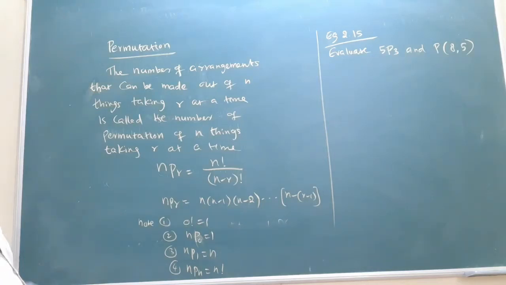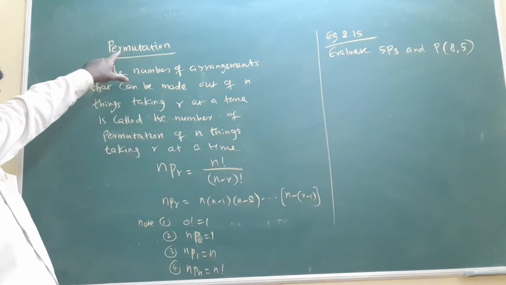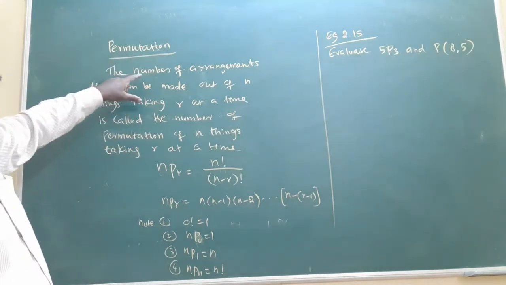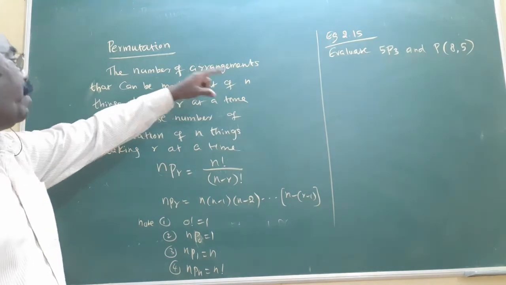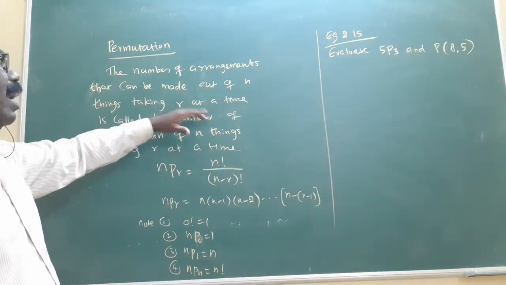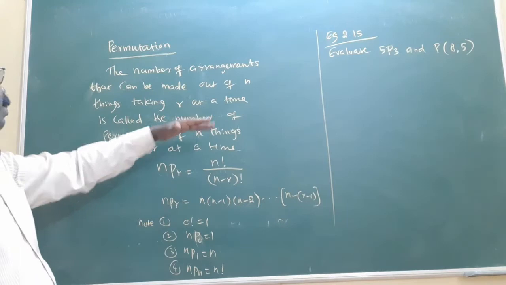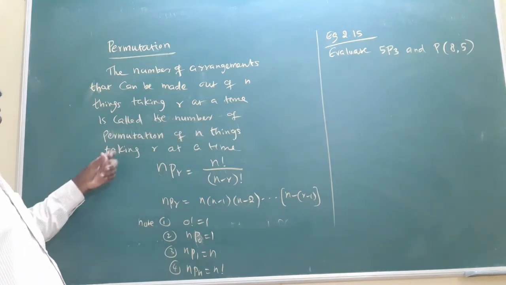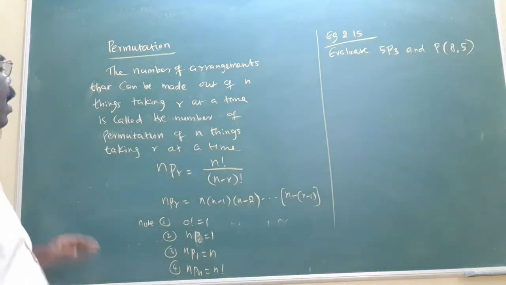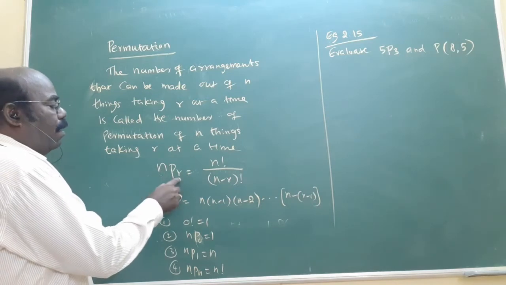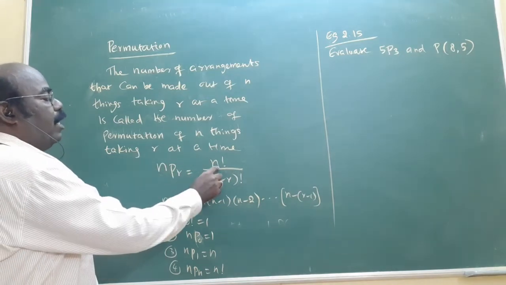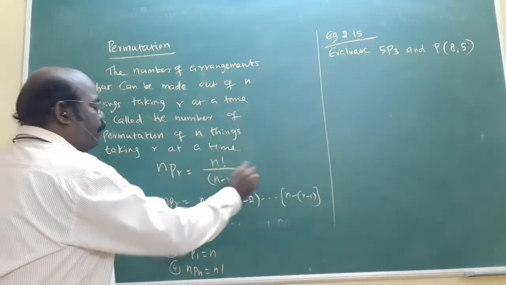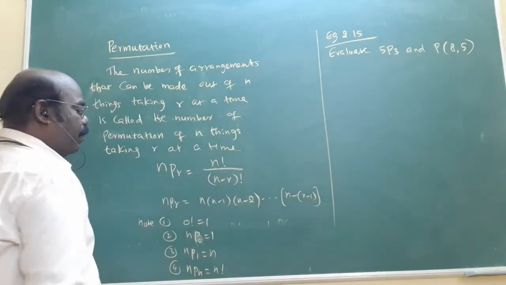Good afternoon, children. Now, next concept, permutation. The number of arrangements that can be made out of n things taking r at a time is called the number of permutations of n things taking r at a time. The formula for this one is nPr. nP for permutation, nPr is equal to, numerator is what? n factorial divided by (n minus r) factorial is the formula.